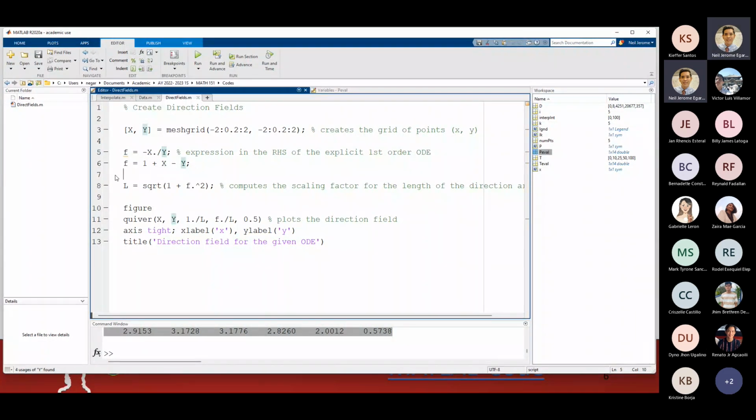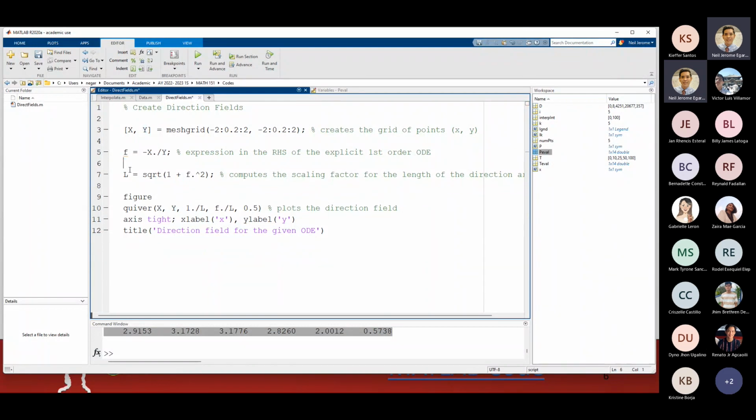Okay? Yung line number 6, paki-delete yung line number 6 kasi para yun sa ibang function f. Basta yung f, siya yung right-hand side ng first order ODE nyo. Tapos si line 7, kukomputin niya lang yung scaling factor. Kasi di ba gagawa tayo ng maliit na line element, so dapat maliliit lang. Kasi pagka hindi ko siya ini-scale, posibleng ang lalaki ng mga lines na makukuha ko.